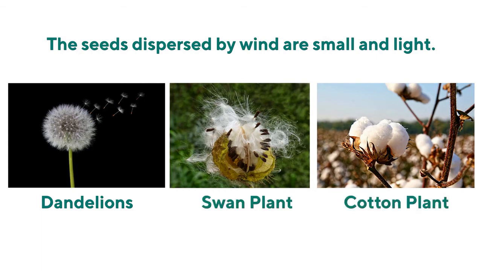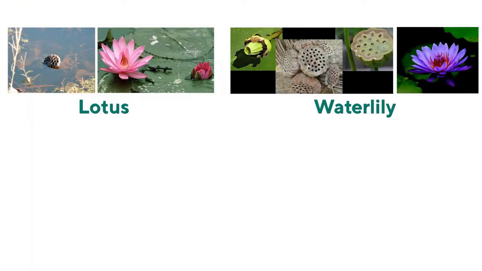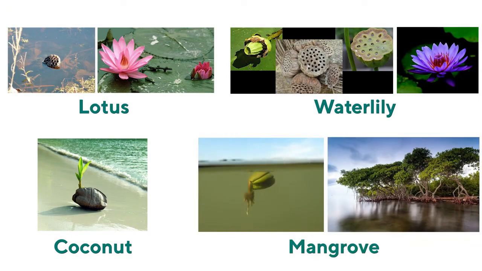So these plants have light seeds which can be carried away by the winds and dispersed away from the parent plant. In this case, a lot of seeds will be produced by the plant because the chances of the wind actually dropping the seeds on the soil so that it can grow into a new plant are not very great. So the seeds are very large in number. Now let's look at water. Some plants like lotus, water lily, even coconut and mangroves have water to disperse their seeds.